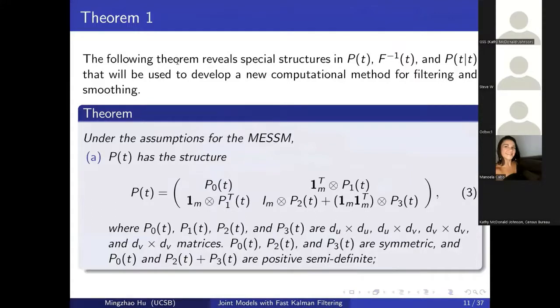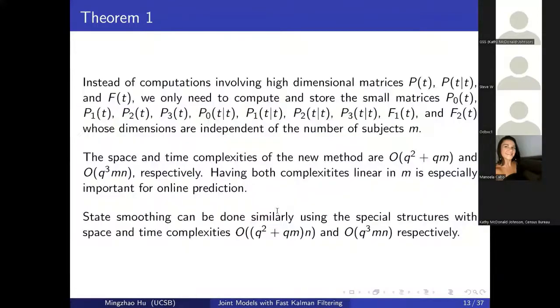The following theorem, which is our main contribution, takes the large matrices P_{t|t-1} and the filtering covariance P_{t|t}, and dissects them into smaller matrices P0, P1, and a linear combination of P2 and P3. And because P0, P1, P2, P3 are independent of the number of subjects M, we can reduce the space and time complexities into linear with respect to M. Thus, we can conduct mixed effect state space models with respect to large data sets with many different patients or subjects. Furthermore, if we conduct state smoothing instead of filtering, this will still be linear with respect to M.